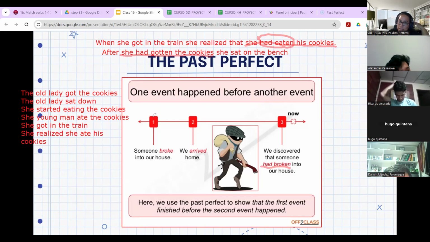You see, this is the timeline. This is today. This is right now, this moment that I'm speaking. All these things have happened before. I want to talk about the first thing that happened in the past. That one will go in past perfect. We discovered that someone had broken into the house.